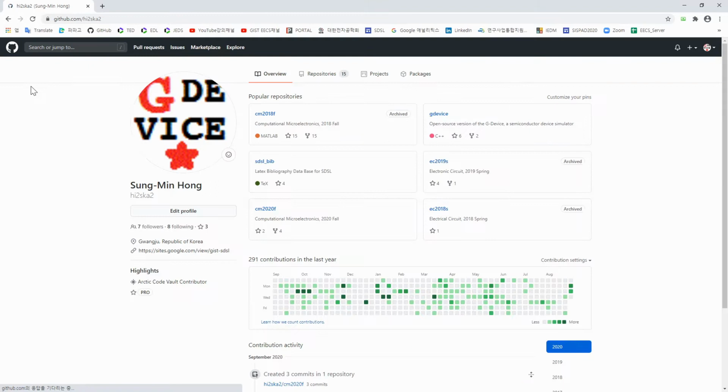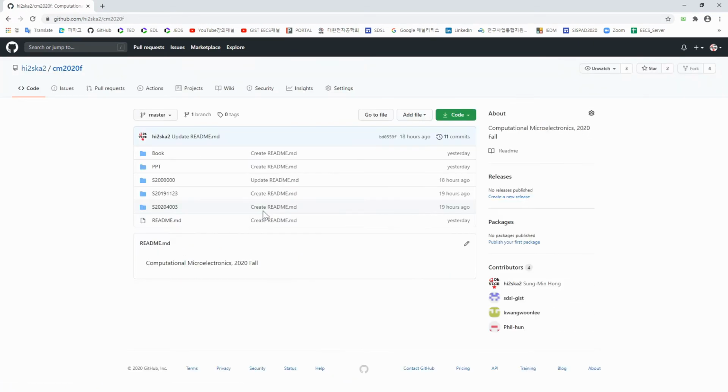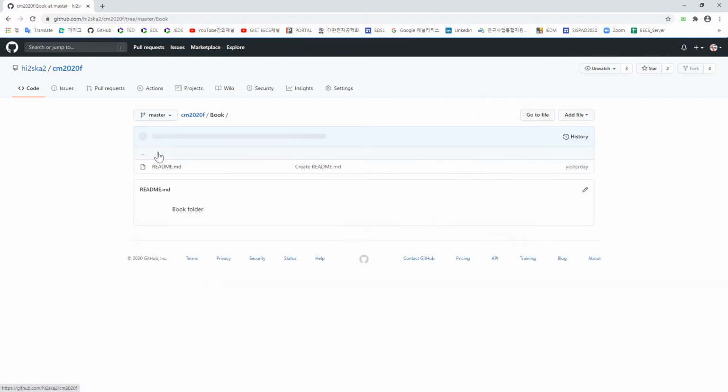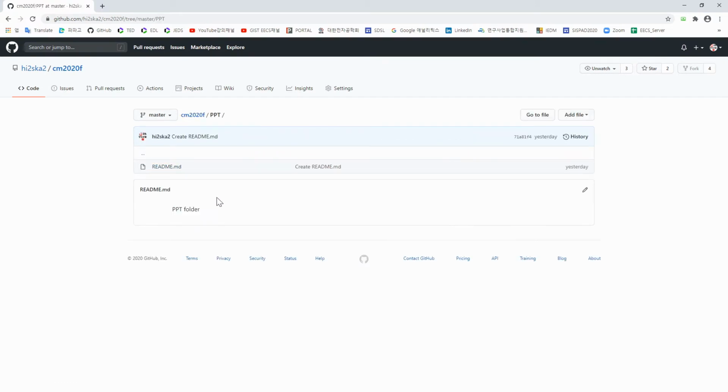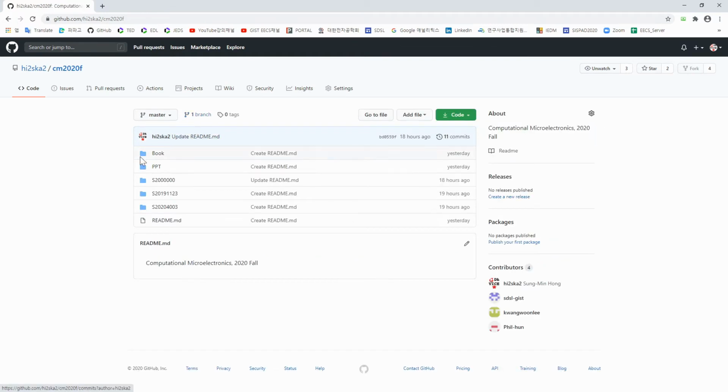And how about this year? In this year, for example, you can find the CM2020 app, and in this case we have a new subfolder whose name is book, and I will upload the related part of my own book, so you can have a look at it later. And here PPT, this one will also contain some materials which are used today and in all other lectures. So you can see it clearly.